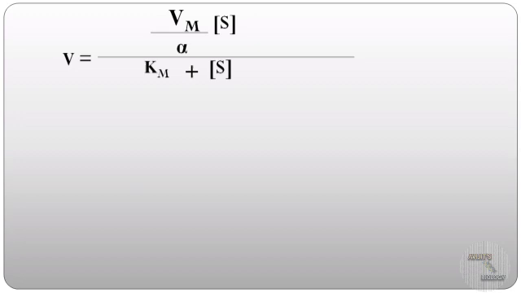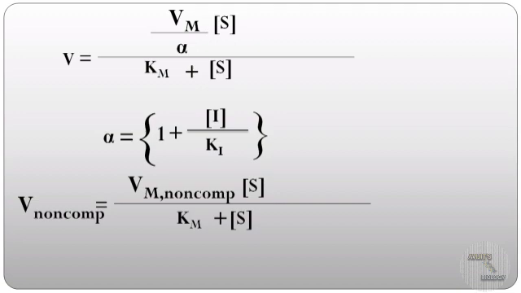Now as I have done earlier, we will consider K2 E total as Vm and 1 plus I by KI as alpha, then we will get this equation that V equals Vm by alpha into S by Km plus S, where alpha equals 1 plus I by KI. Or we can write that V non-competitive equals Vm non-competitive into S by Km plus S. So here Vm is decreasing but Km remains the same, so the overall rate of the reaction will be decreased.